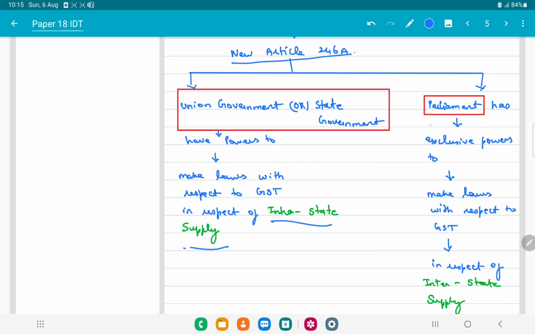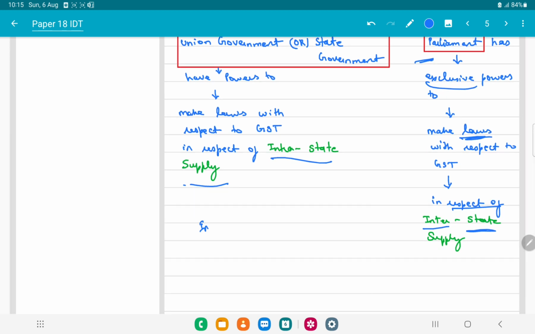Here also they say that Parliament alone has an exclusive power to make a law in respect of interstate supply. When we talk about intrastate, both governments have power. But when we talk about interstate, only Parliament exclusively has the power.